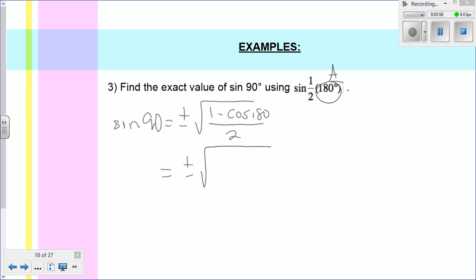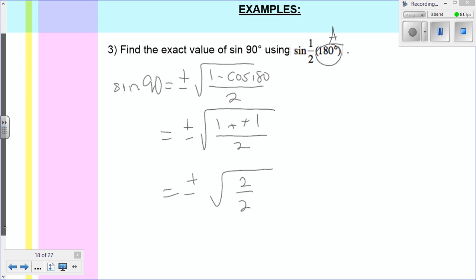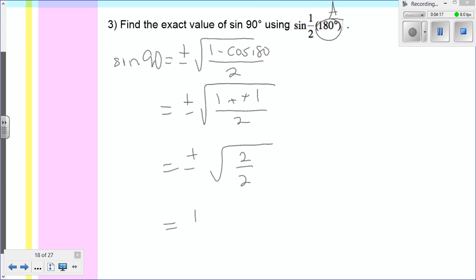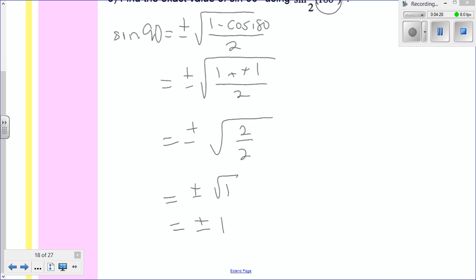So plus or minus the square root of 1. The cosine of 180 is negative 1, so minus a negative 1 becomes plus over 2. So I end up with 1 plus 1 is 2 over 2. And that would give me plus or minus the square root of 1. And the square root of 1 is 1, so it's plus or minus 1. Since sine is positive in quadrants 1 and 2, this has to be positive, therefore it's equal to 1.